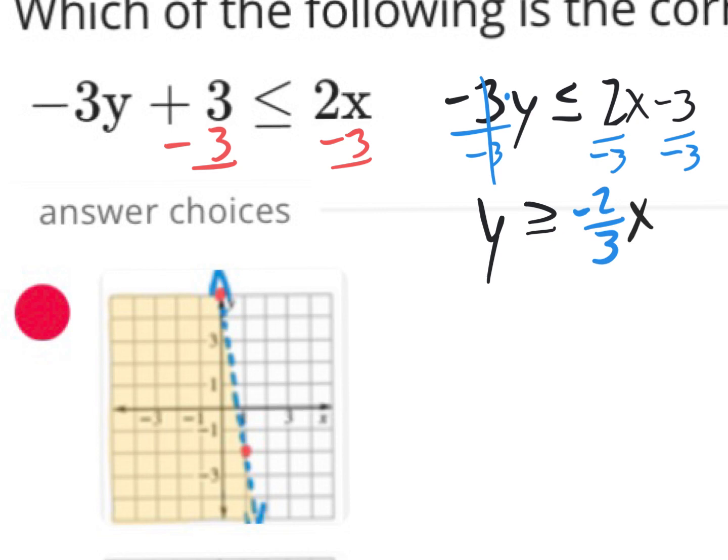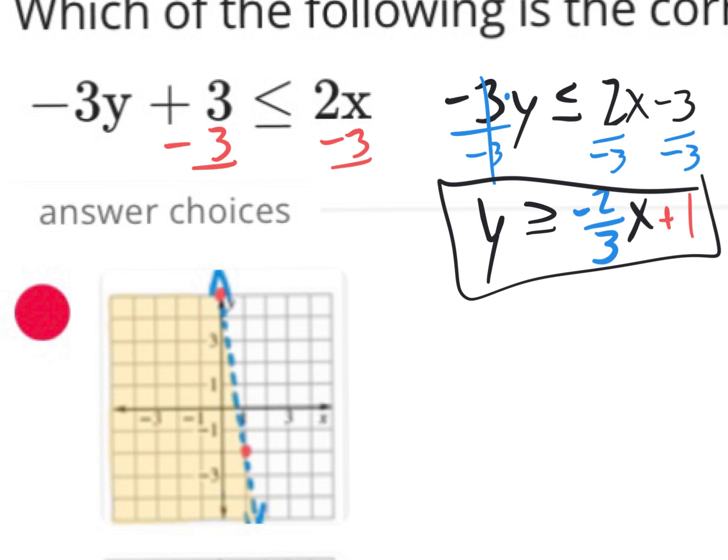And then at the very end, we have the b value, negative 3 divided by negative 3. That is a positive 1. So now this is a slope-intercept form inequality, and it's ready to graph. Again, I don't recommend looking at the answers. I recommend sketching it. It crosses at positive 1 on the y-axis. Okay, it crosses at positive 1 on the y-axis.